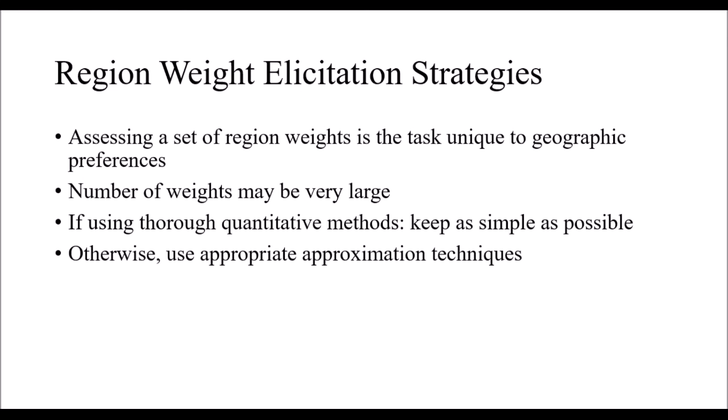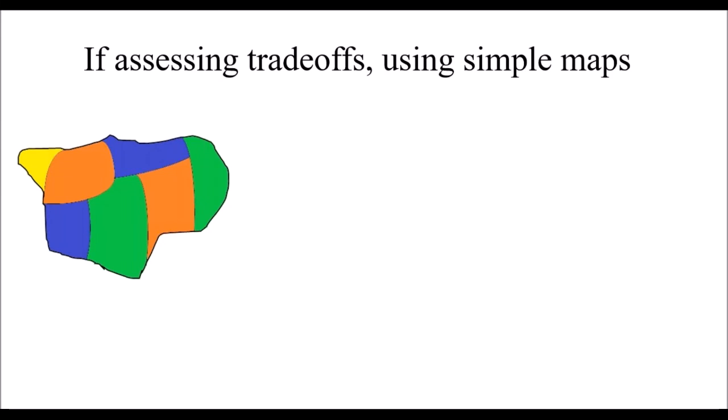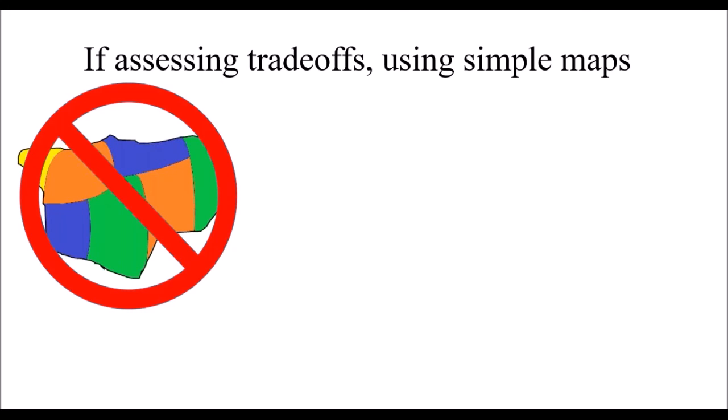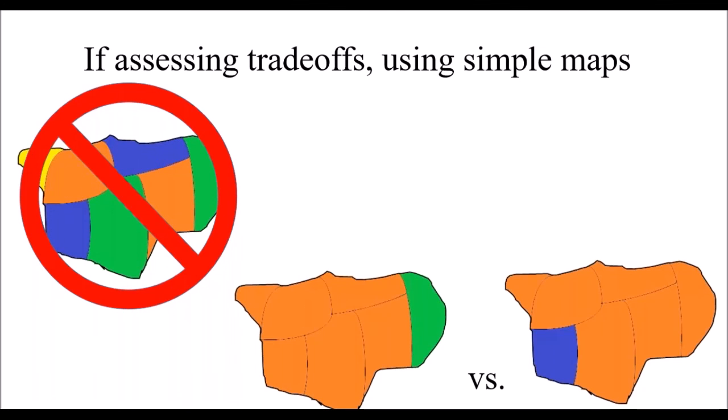All right. So the idea is we want to make the elicitation of region weights as easy as possible. If we're asking trade-off questions, we should be using simple maps. The trade-off questions should be based off of maps that are much, much easier to process, require less cognitive load on a decision maker, and can be done a lot more quickly. If we're not going to go through this whole process, then we have to use some kinds of approximation methods.